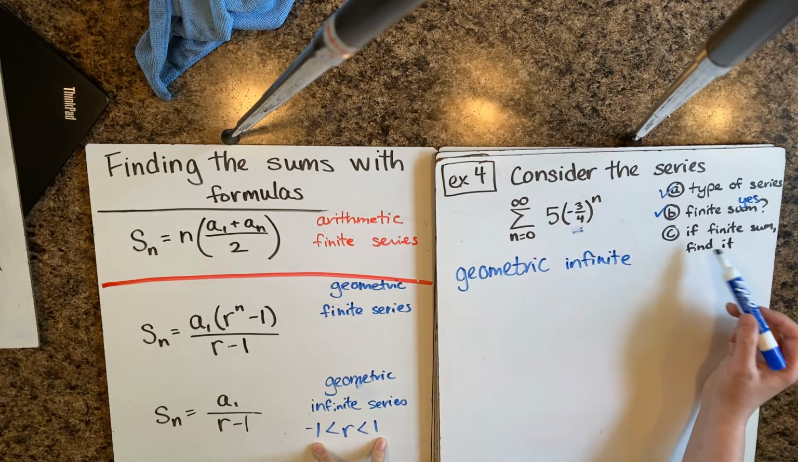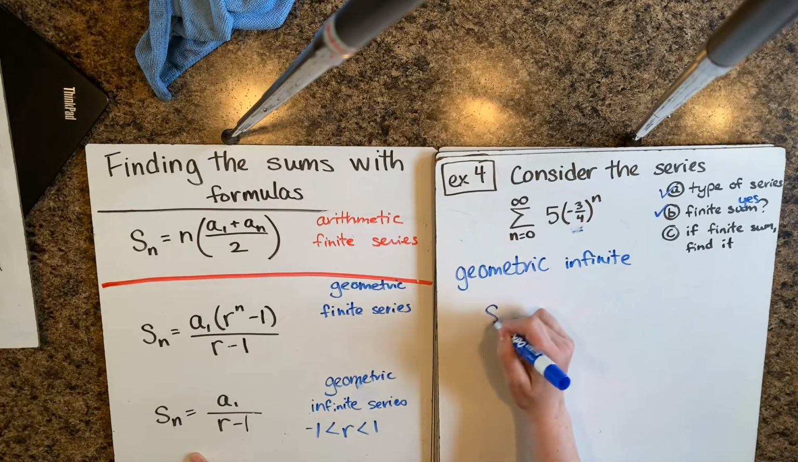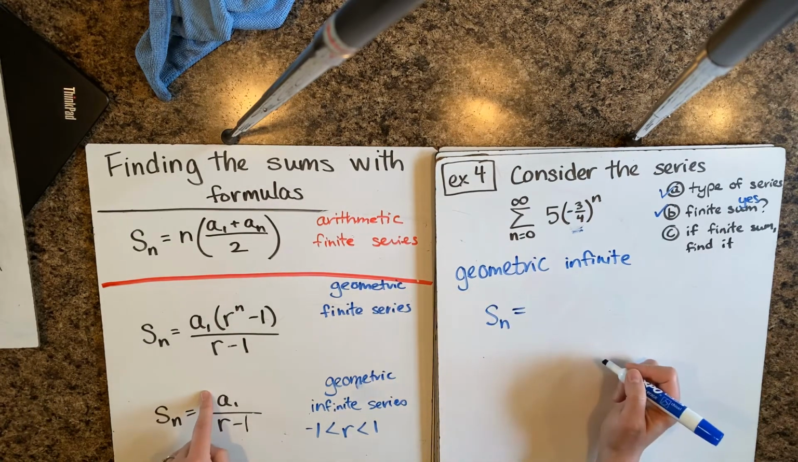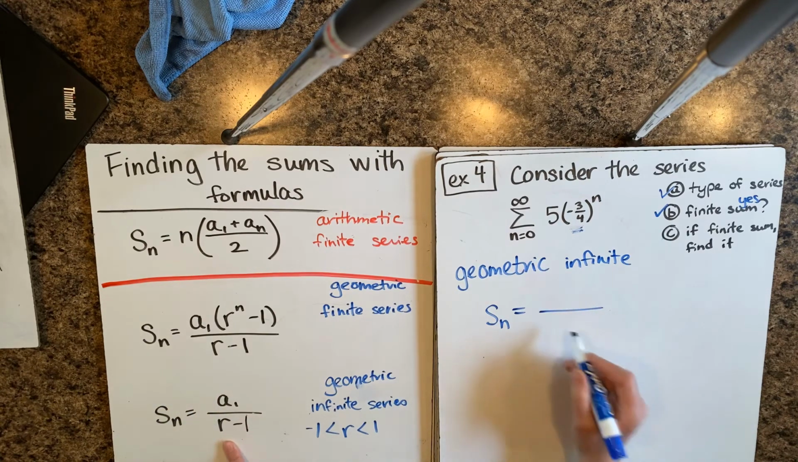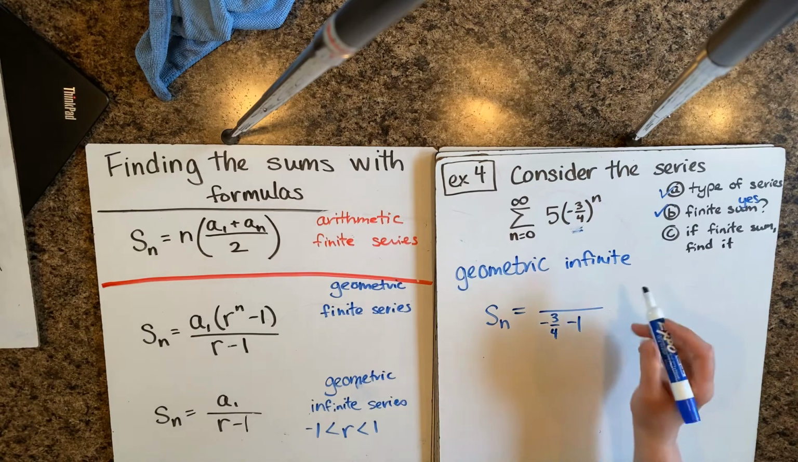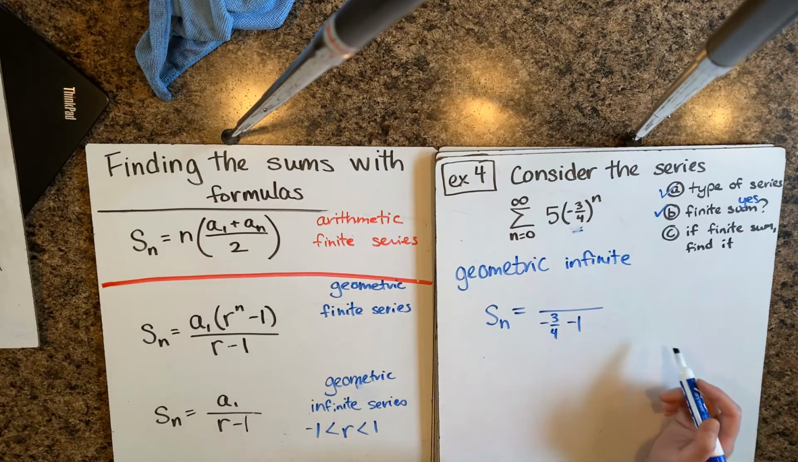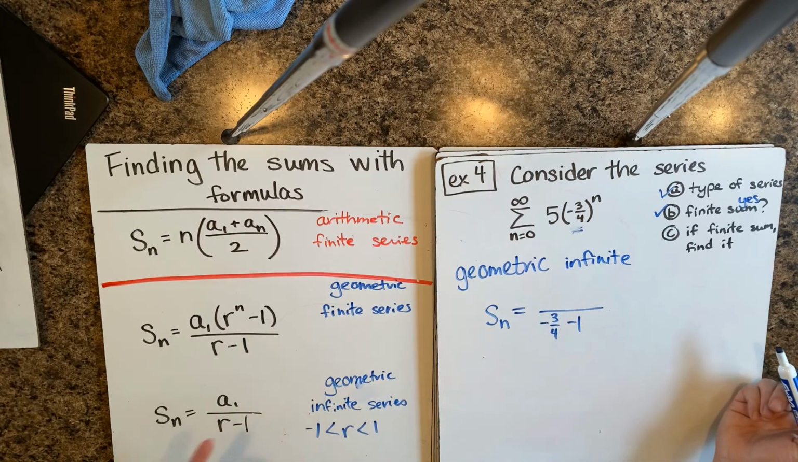So part C says if it's a finite sum, then let's find the sum. So S of n, the sum, is equal to the first term divided by 1 minus the ratio. And again, I'm going to have to go back and double check this real quick. But I will get back to that maybe in a second really quick video, or I'll just type it into Google Classroom. And on top, how do I find the first term?